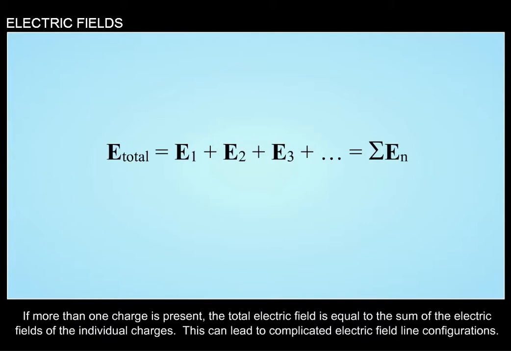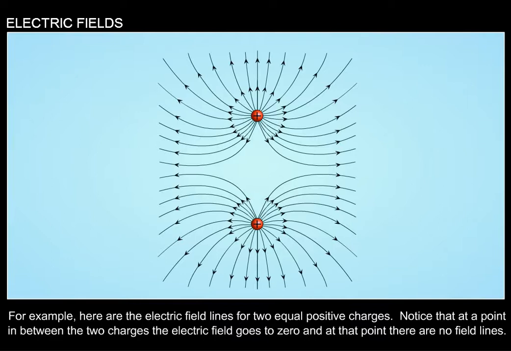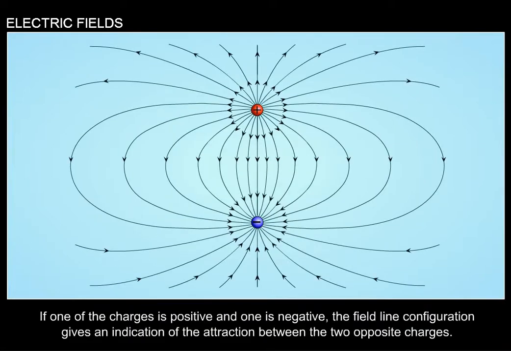If more than one charge is present, the total electric field is equal to the sum of the electric fields of the individual charges. This can lead to complicated electric field line configurations. For example, here are the electric field lines for two equal positive charges. Notice that at a point in between the two charges, the electric field goes to zero, and at that point there are no field lines. If one of the charges is positive and one is negative, the field line configuration gives an indication of the attraction between the two opposite charges.